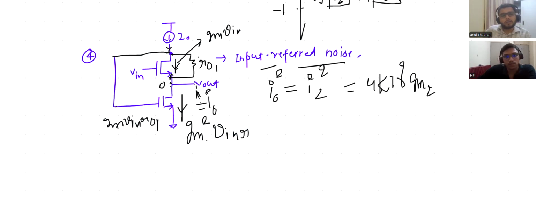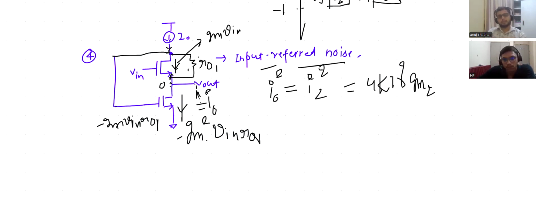Where is the node voltage you are assuming? It's GM V in R01, and this is 0. The current flowing through this R01 is GM V in. But is it the proper direction that you're considering? It should go with the minus sign, no? Okay, this is a minus sign. So overall, you can now solve to calculate the small signal transconductance.